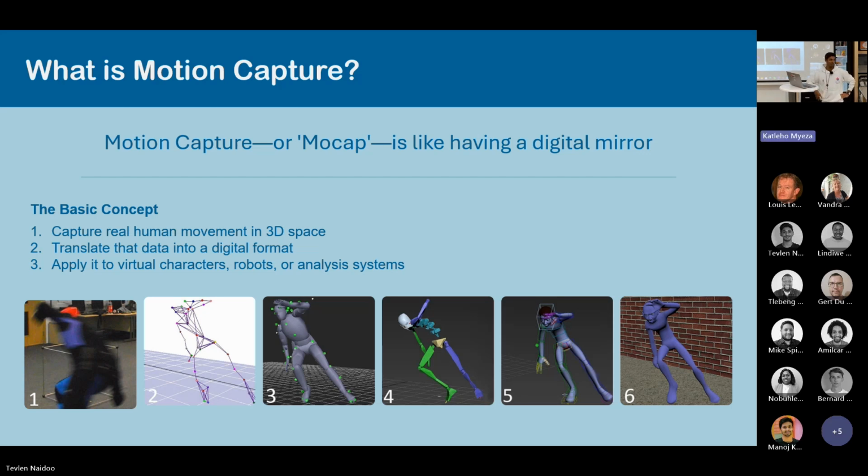You can apply it to a robot, or you could just simply use it for analysis. You can see there's the process where you start off as the human model. You take the skeleton, well, the points, and then map it into a character model.